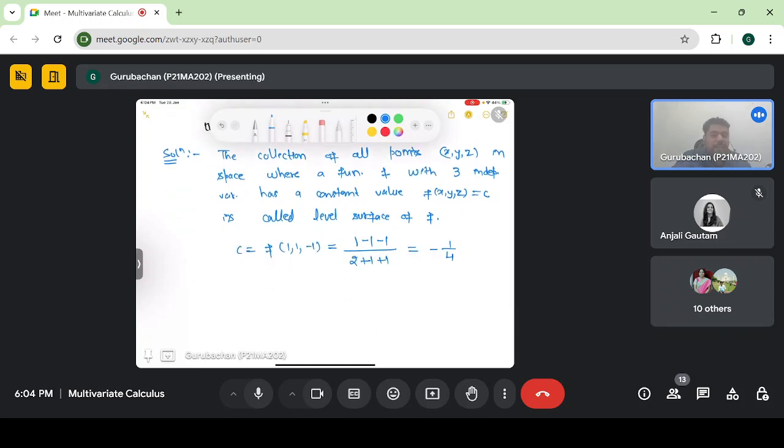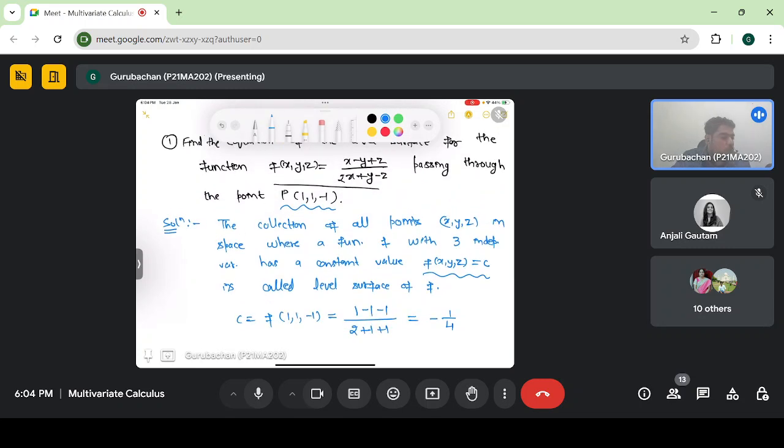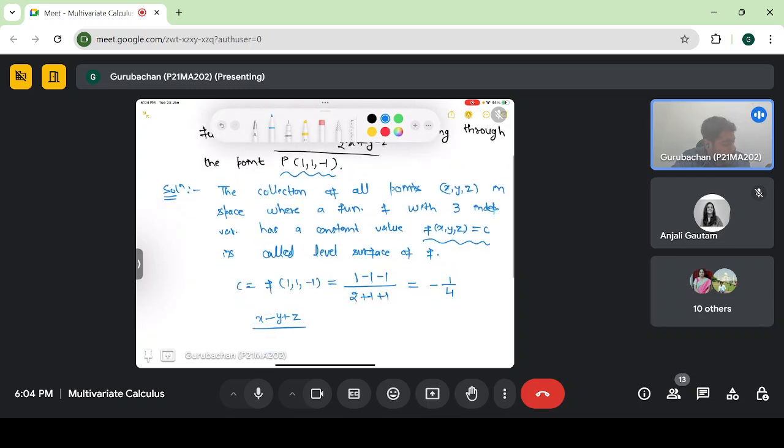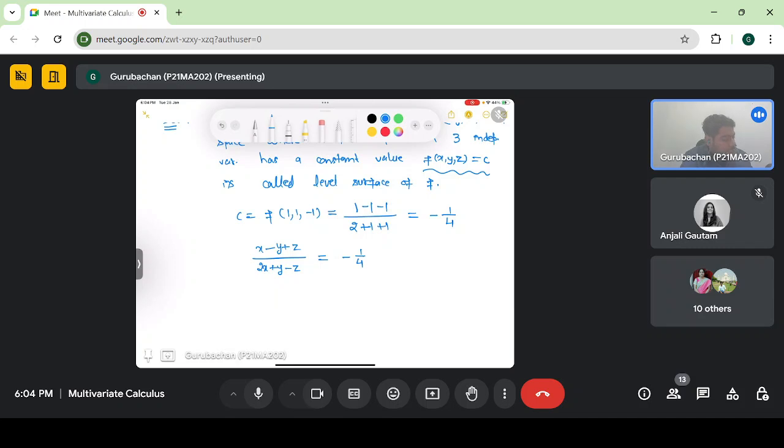Now we want to find the level surface equation, and from the above definition it will be f(x, y, z) equal to c. So what is f(x, y, z)? It is (x minus y plus z) divided by (2x plus y minus z). So we put it here: (x minus y plus z) divided by (2x plus y minus z) equal to minus 1 by 4. It will come out to be 4x minus 4y plus 4z equal to minus 2x minus y plus z. So 6x minus 3y plus 3z equal to 0.